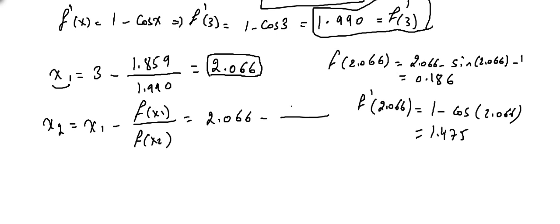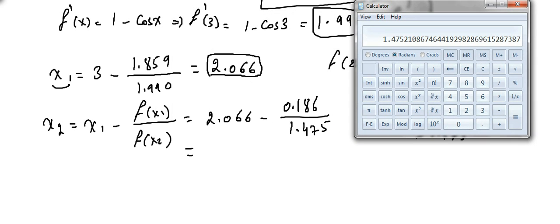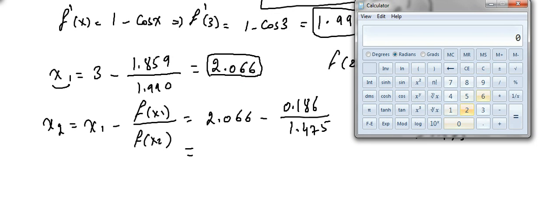So f of x1 over f prime of x1 will be 0.186 over 1.475. The final answer of x2: let me take it back to degree first. 0.186 divided by 1.475. The answer will be 0.126. We have to subtract this number from 2.066. It should be positive.